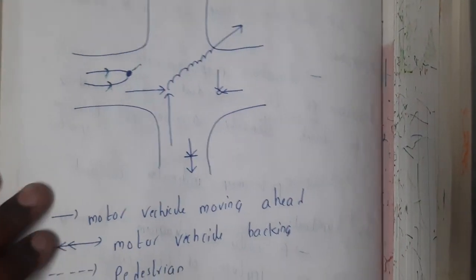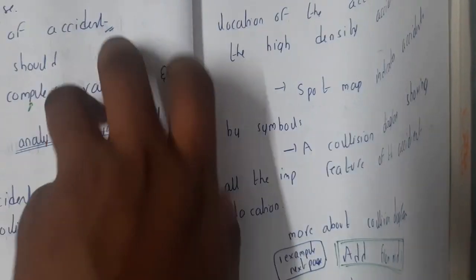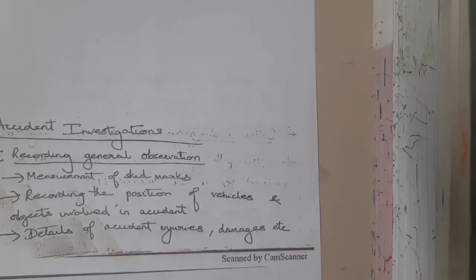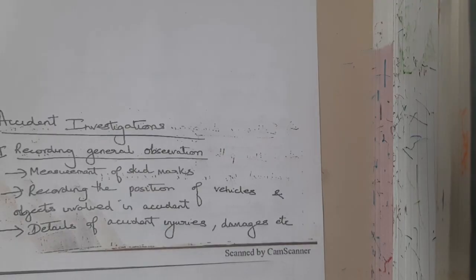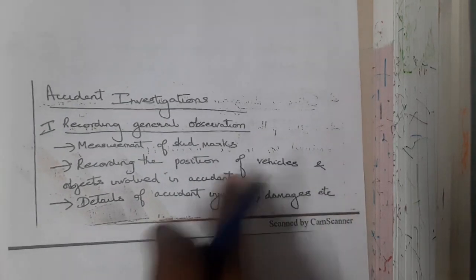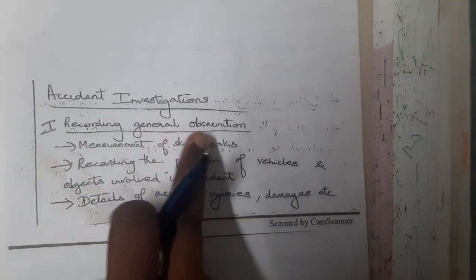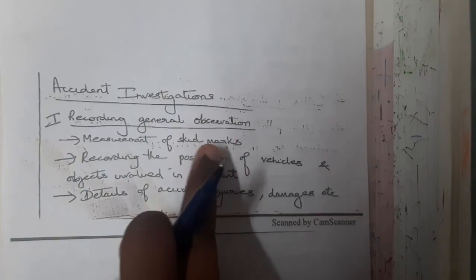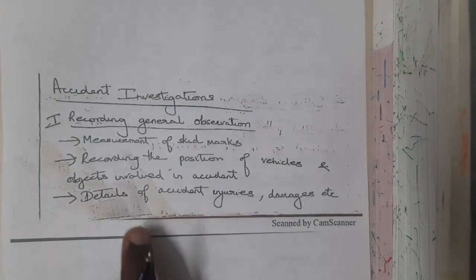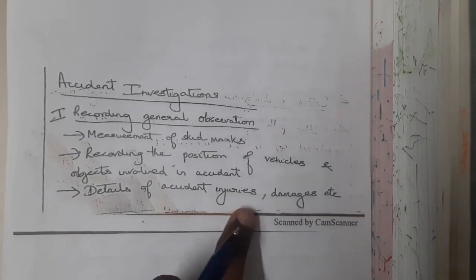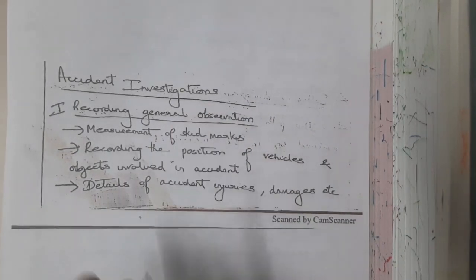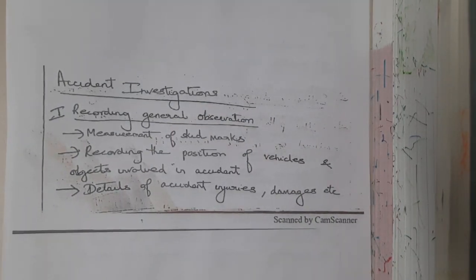Now let us continue with the investigation, guys. In the investigation, whatever data we have collected, we will analyze it properly and move on further. That involves recording the general observation, measuring skid marks, recording the position of vehicles and objects involved in accidents, details of accident injuries and damages, etc. Basically, in the first stage you will be collecting the details from various sources, from all the people present there.